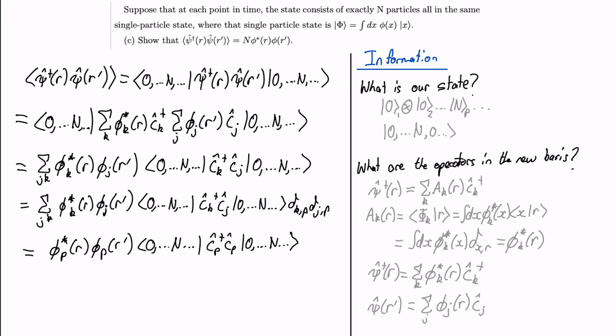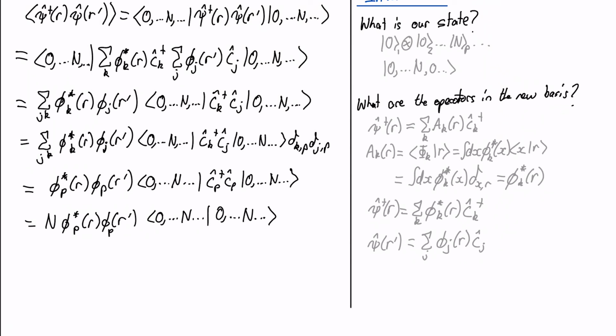where now we can see this combination of the creation and annihilation operator is just the number operator for the pth state, which will pull out a value n. And this, of course, is just 1, giving as required.